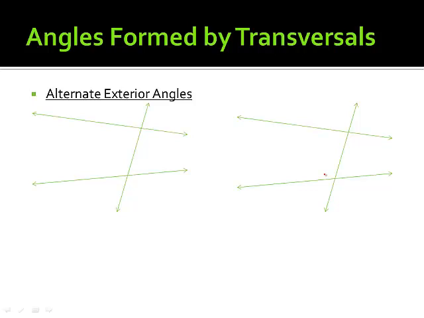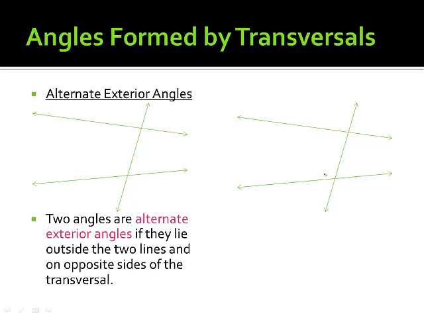I have alternate exterior. Now, interior was in between the two lines. Exterior is going to lie outside the two lines, but on opposite sides of the transversal. So, here's one example: I have 1 and 8. Another example could be 2 and 4. Again, I'm making up these numbers, but positionally is what I want you to pay attention to. They're on opposite sides, and they lie outside the two lines.